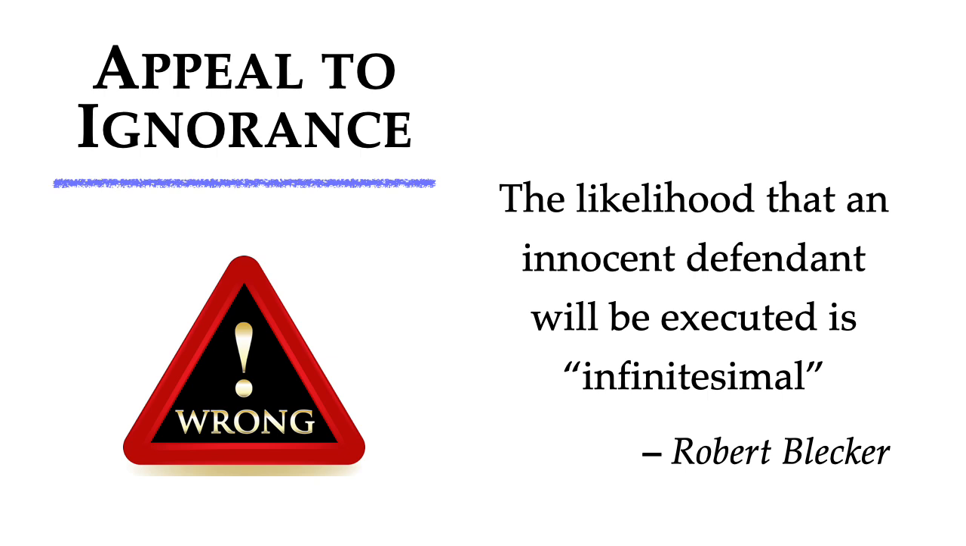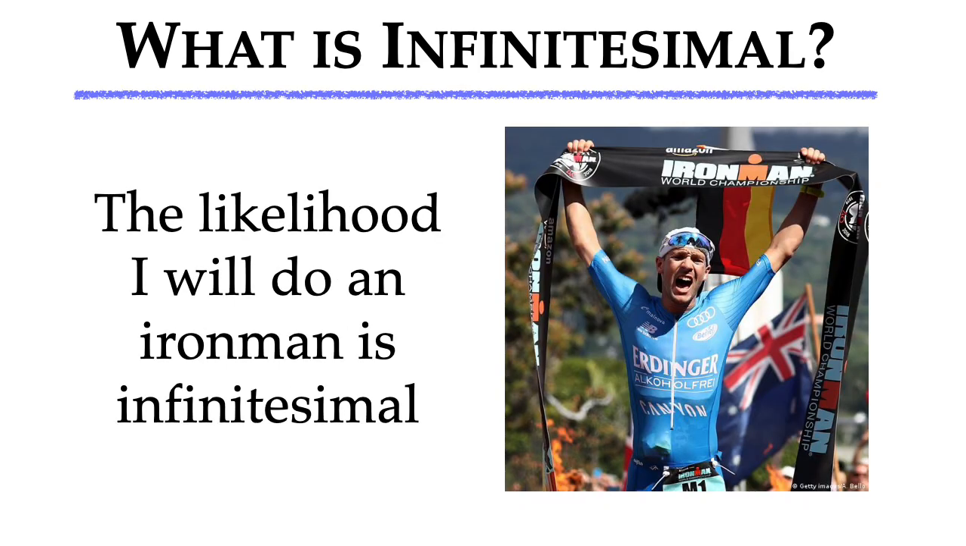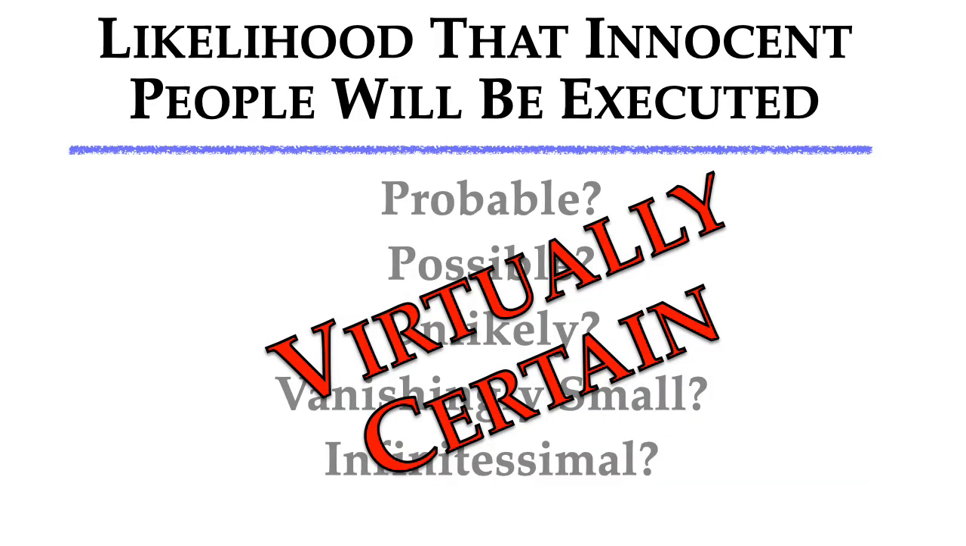What do we actually mean when we use the word infinitesimal? Well, let's look at that. The likelihood I will be hit by a meteor is infinitesimal. It's not 0, but it's pretty close to 0. The likelihood I will do an Ironman is infinitesimal. Again, not 0, but even closer to 0. It's not going to happen. But the likelihood that innocent people have been and will be executed is virtually certain. To deny this is to ignore the evidence.